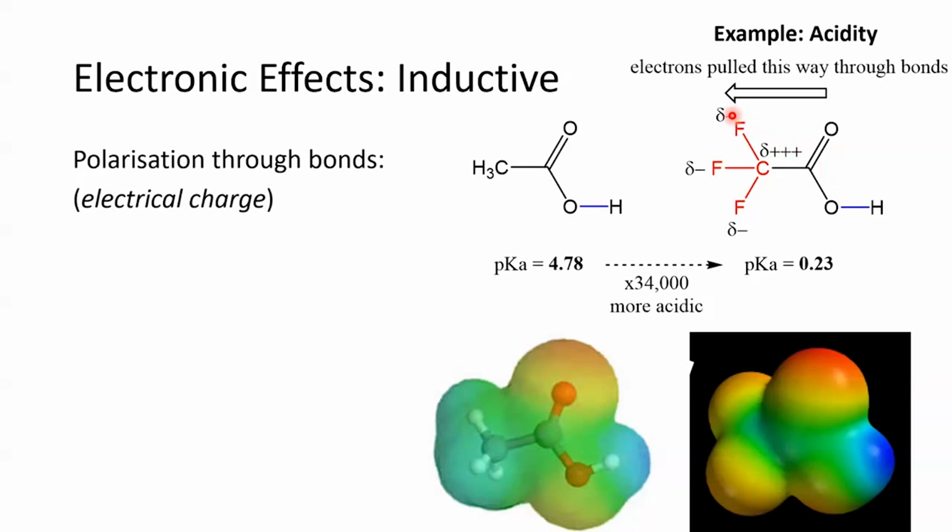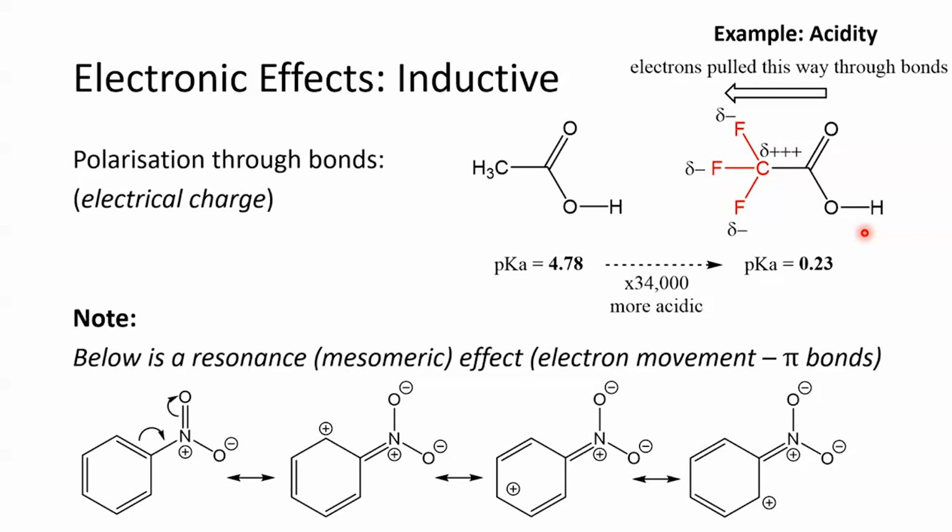So essentially, the effect of these fluorines is to pull the electron density away from this bond in blue in this direction. This weakens it, making breaking of this bond easier to accomplish, increasing the acidity. This shouldn't be confused with resonance or mesomeric effects. This polarization effect occurs through sigma bonds, whereas resonance effects occur through electron movement through pi bonds, that being the biggest difference between the two.